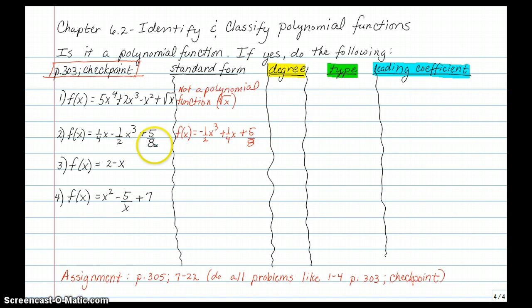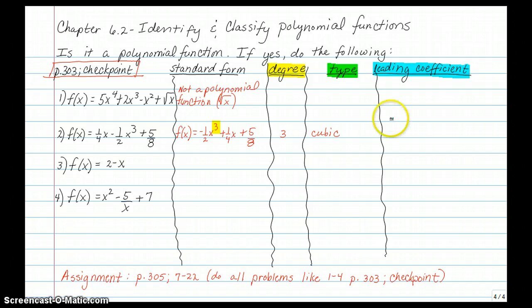Okay, so your degree on this one is 3. So I'm going to go ahead and highlight that in yellow. Your type, whenever it's to the 3rd power, is cubic. And again, the 3rd power is going to make it cubic. And there was nothing to highlight on that.